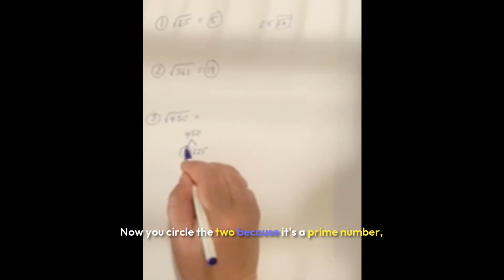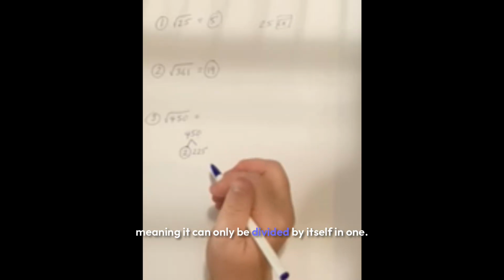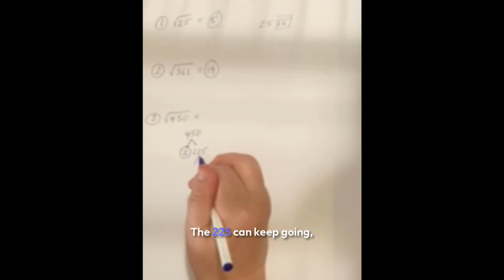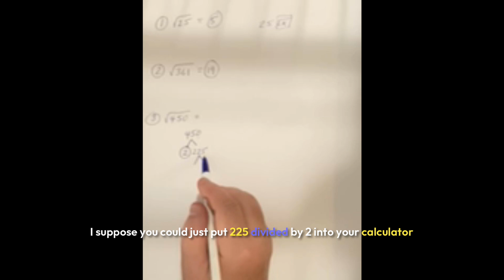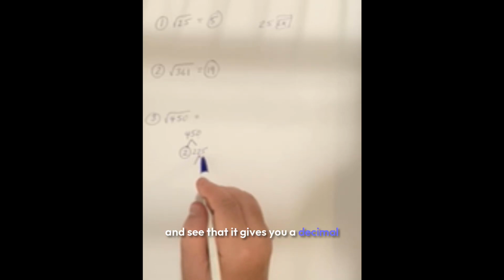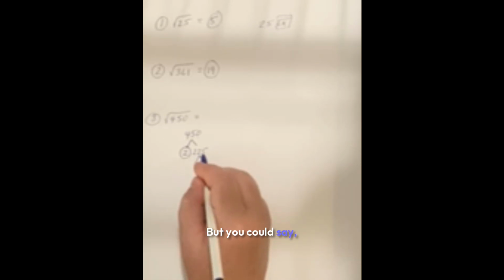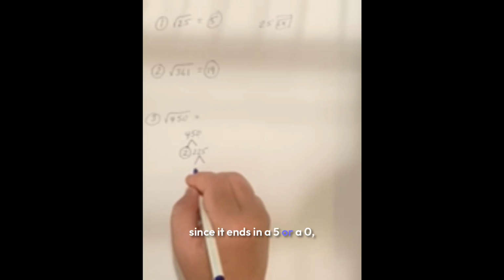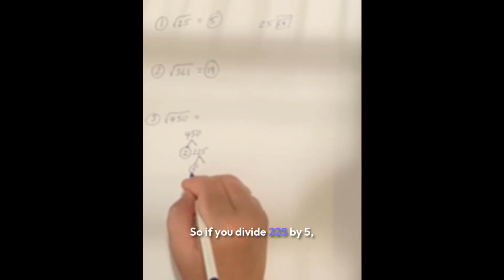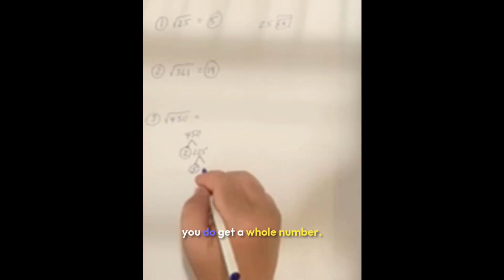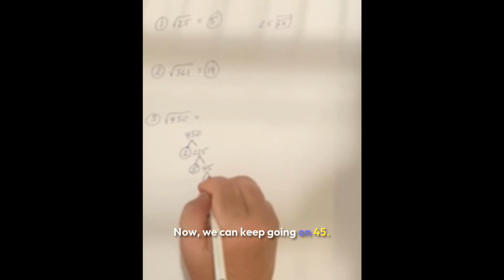Now you circle the 2 because it's a prime number, meaning it can only be divided by itself and 1. The 225 can keep going, however. So what times what is 225? Well, if you were wondering if 2 goes into it, you could put 225 divided by 2 into your calculator and see that it gives you a decimal, so that 2 doesn't work. But since it ends in a 5 or a 0, you know that 5 goes into it. So if you divide 225 by 5, you do get a whole number. You get 45.